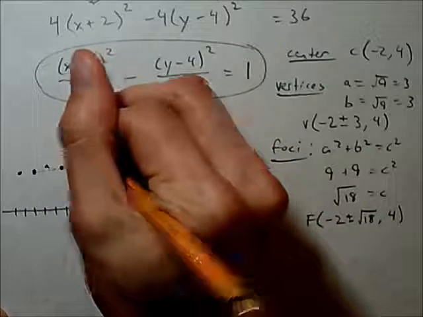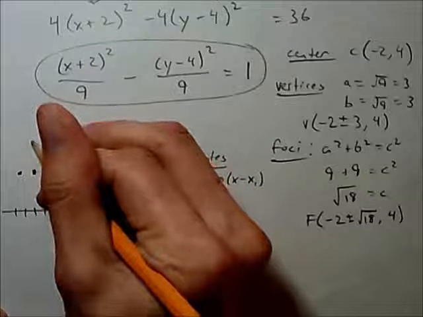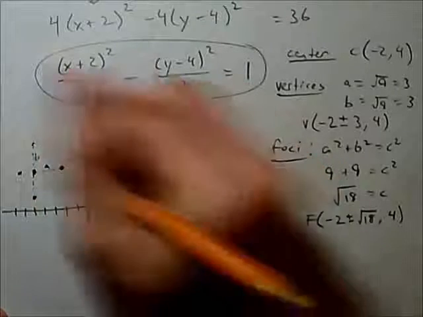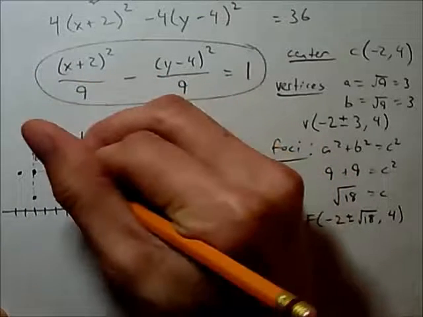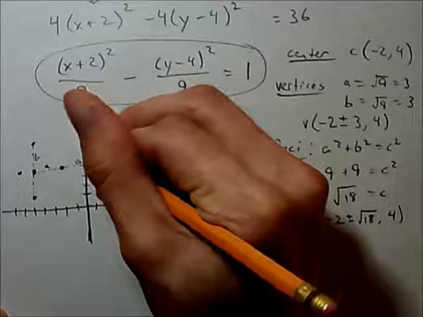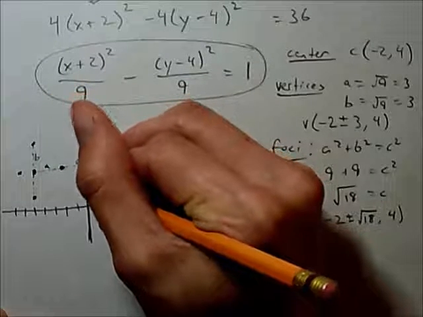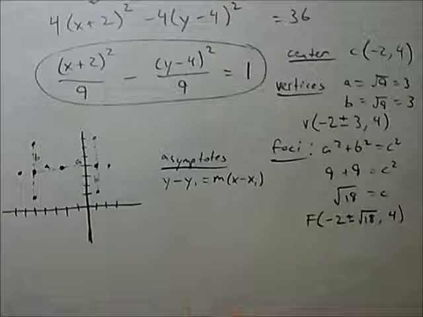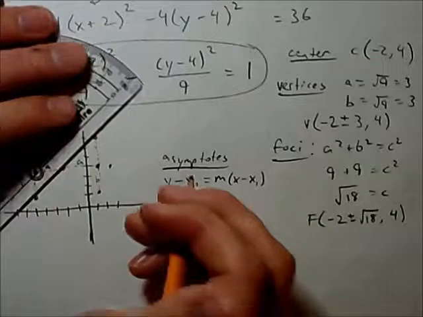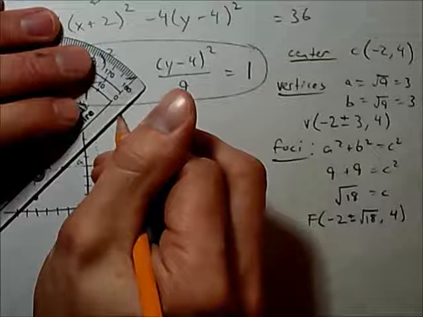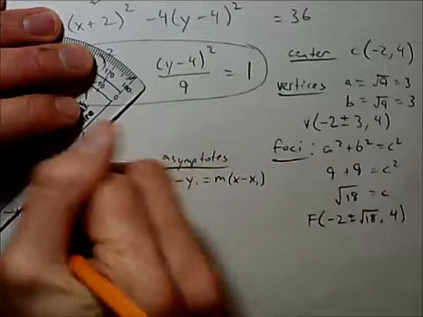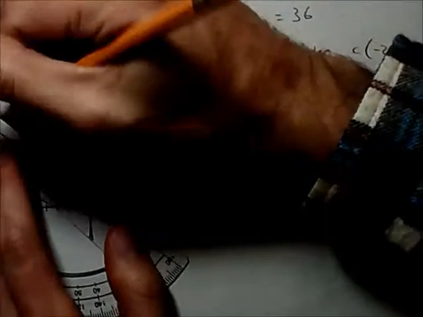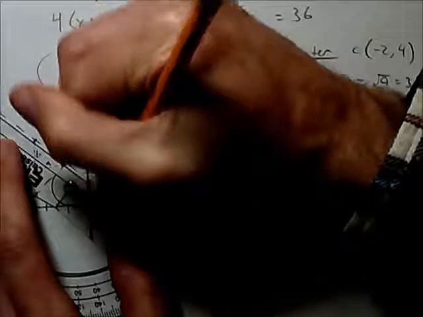So I need to give myself some more dashes here. So up 3, that's B, and then down 3. Same distance. And from the other vertex, there's A, then I'm going to go up B and down B. So there's A, there's B. And then I draw in the asymptotes. Dotted line. And the other asymptote, dotted line. Okay.